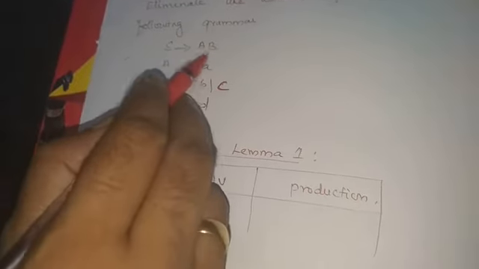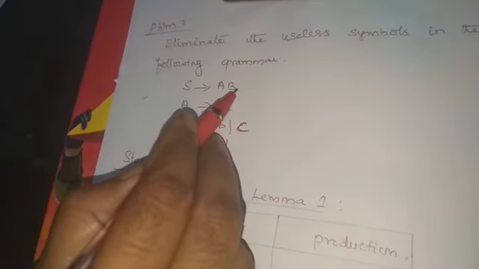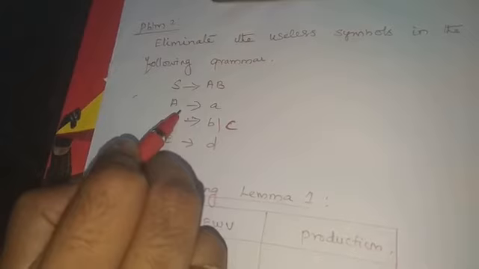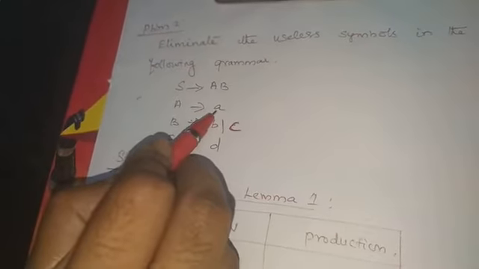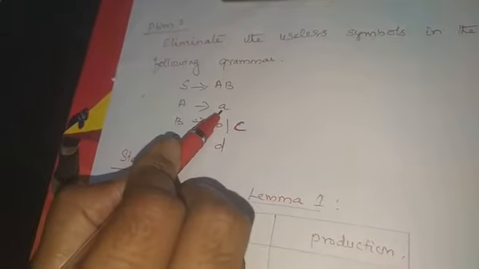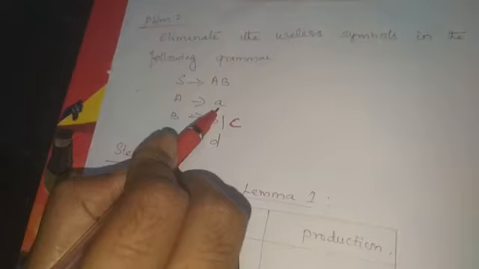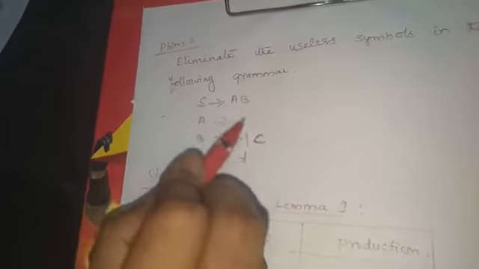So see the grammar. When you take the rule S implies AB, you have to see the right hand side. The right hand side AB is capital letters, so this rule I cannot consider. Next, A implies a. On the right hand side you have to see if there is a terminal symbol, which is nothing but the small letter. Here there is a small letter, which is a terminal symbol on the right hand side, so this rule I can consider.